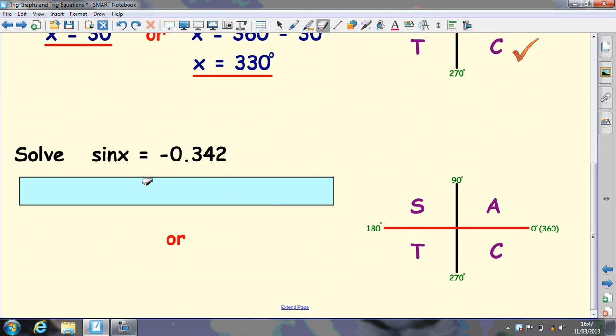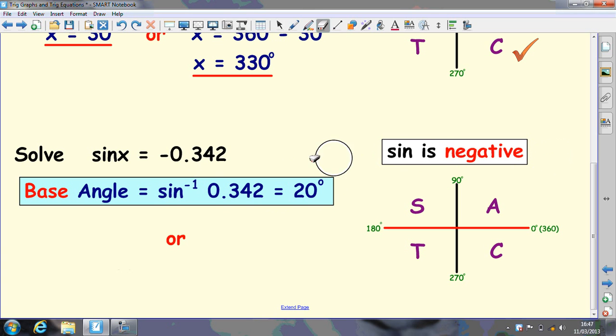Okay, let's look at one that's negative. We've got sine x equals negative 0.342. The first thing we want to do is work out the base angle again. You always use the positive value to work out the base angle. So it's 0.342 we inverse sine. That comes out as 20 degrees. So we're looking at sine x equaling a negative value. So sine is negative. Now we have to tick where the sine wave is negative.